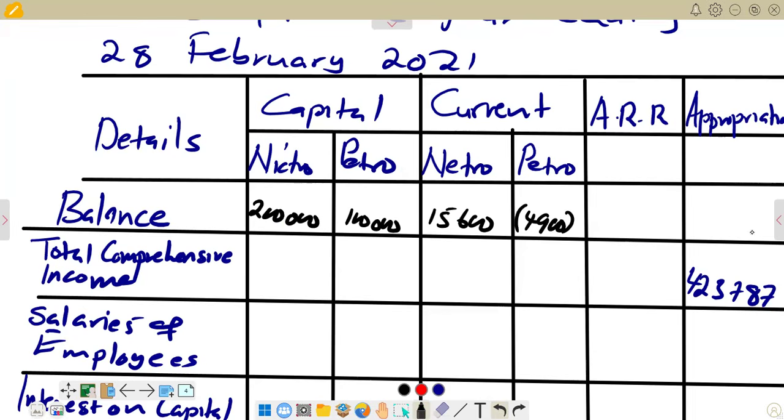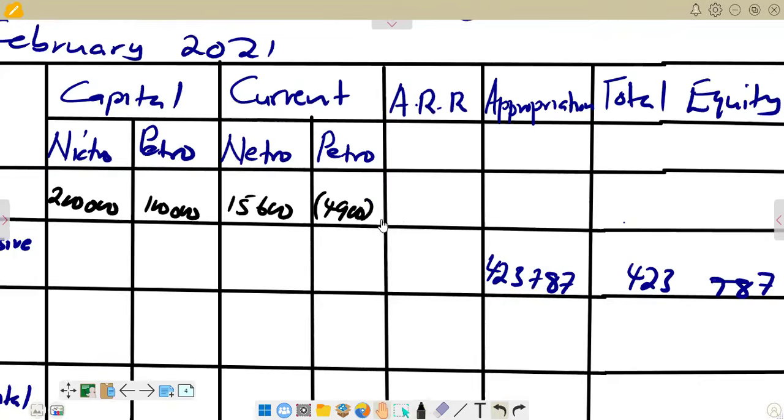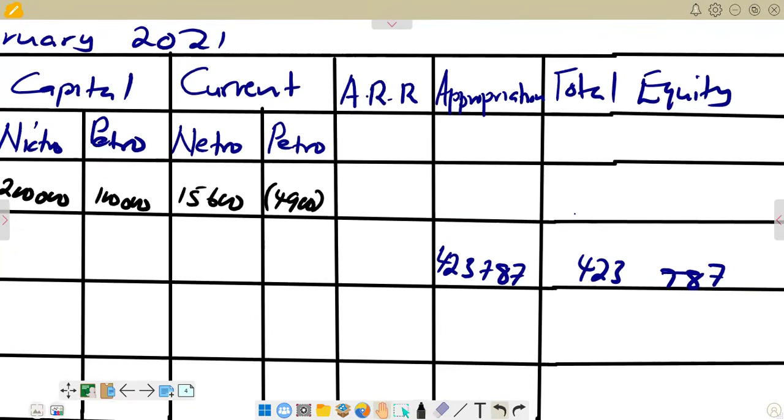And then on the total column there, we are going to add all the balances that we have there in the first row. That is 200,000 plus 100,000 plus 50,600 minus 4,900. Then we get your answer there, which you are supposed to put there on the total equity section. So if you add there and subtract for a negative balance for petrol, the net balance that you're going to get there is 310,700. So this is what we have.